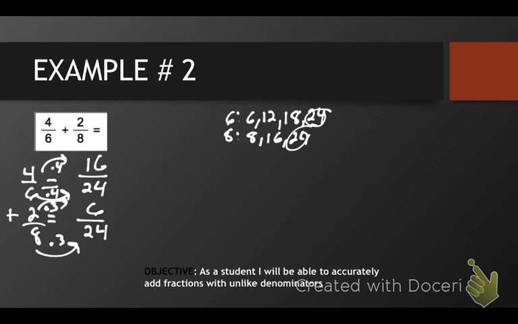So now we have 16/24 and 6/24. We have a common denominator, so we are able to add them together. So 16 plus 6 is 22 over 24. Now, unfortunately, we have to simplify those as well because they're both even numbers.